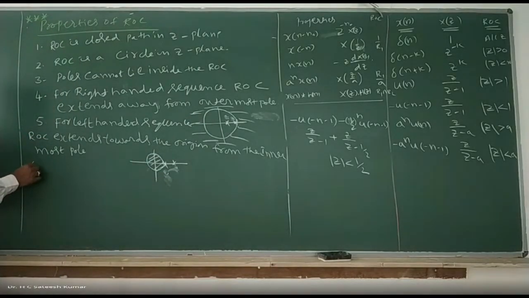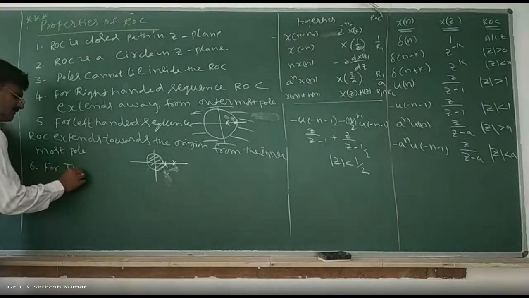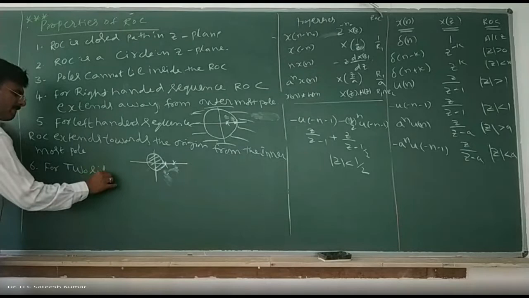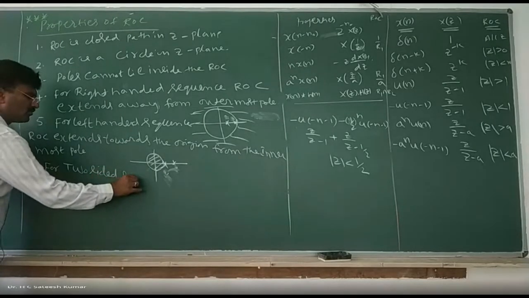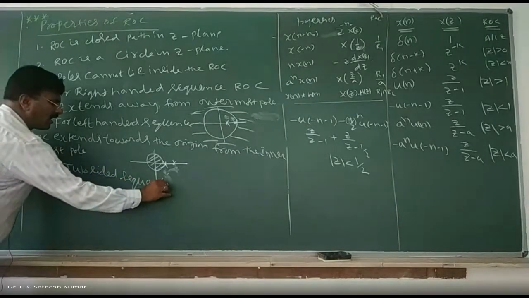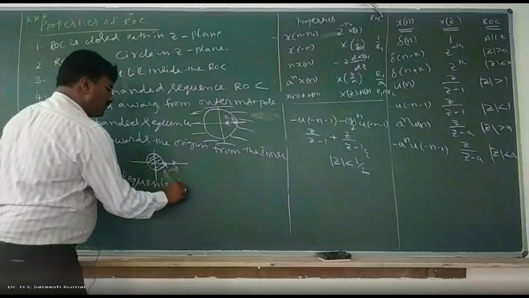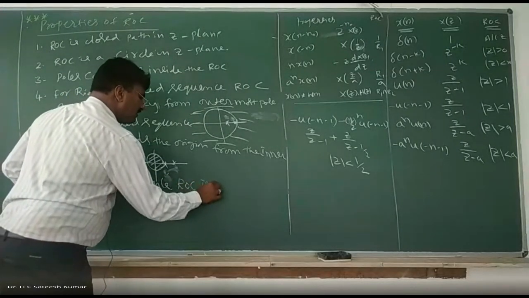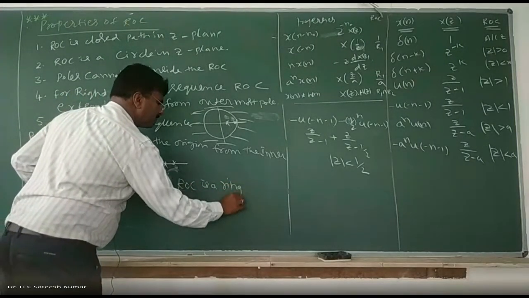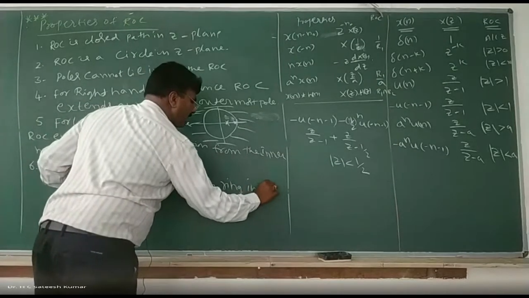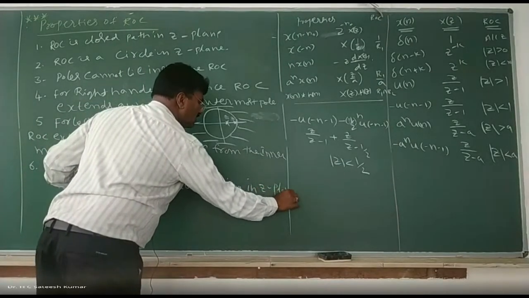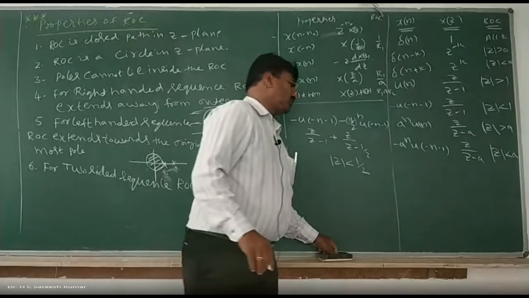Sixth one. For a two-sided sequence, ROC is a ring in the Z plane. ROC is a ring in the Z plane. Okay. Go with the last problem of the morning session.